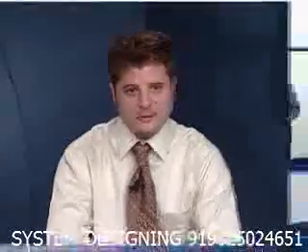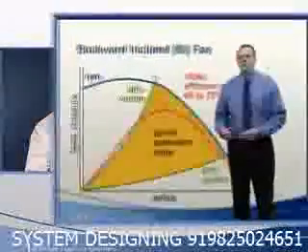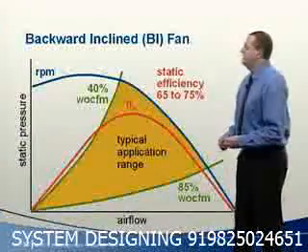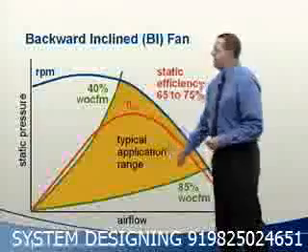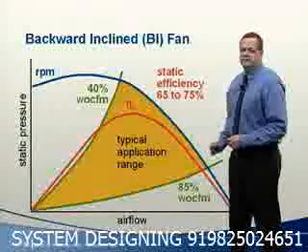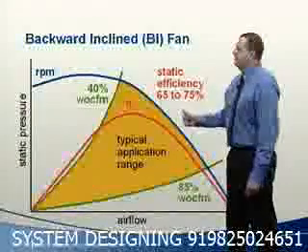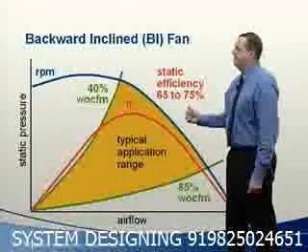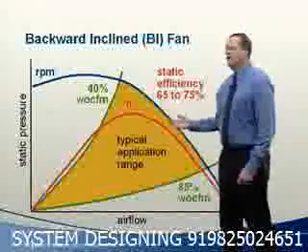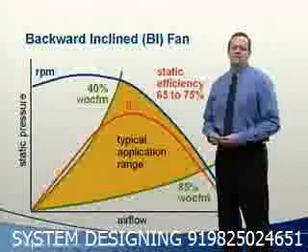The more rugged construction of a BC or BI fan allows them to operate at higher speeds than that of FC fans, making them suitable for higher pressure applications. The typical application range of a BI fan is between about 40 and 85% wide open CFM. Their maximum static efficiency is between about 65 and 75%, and this occurs around 50 to 60% wide open CFM.